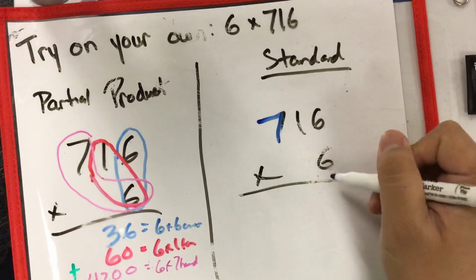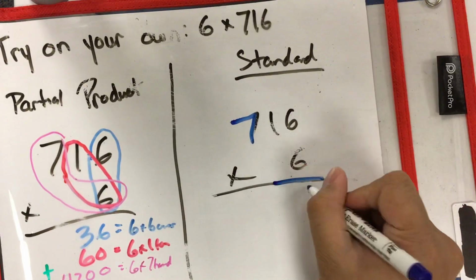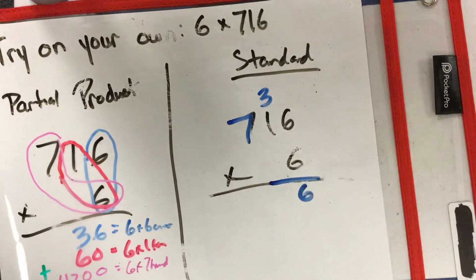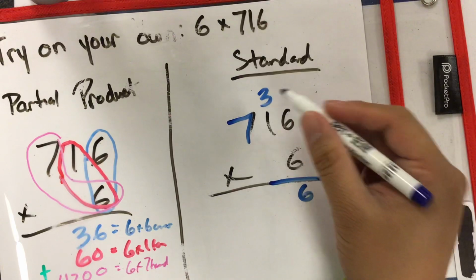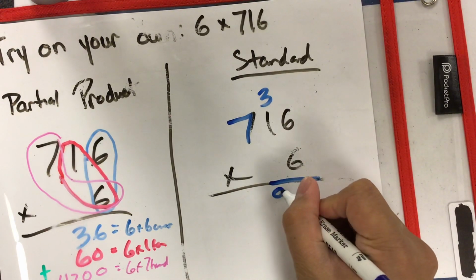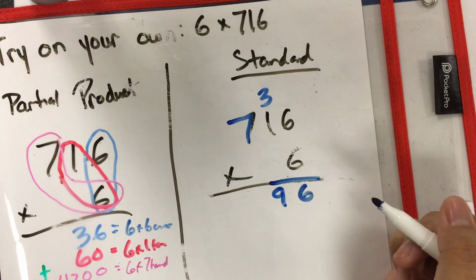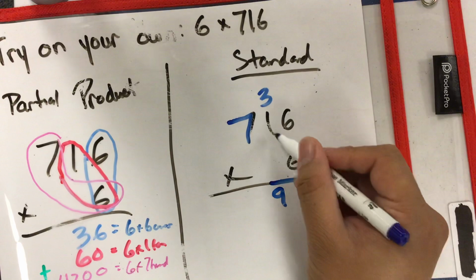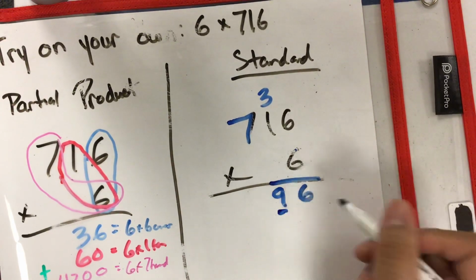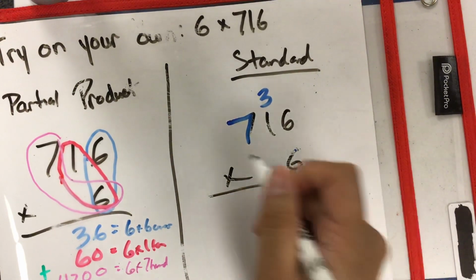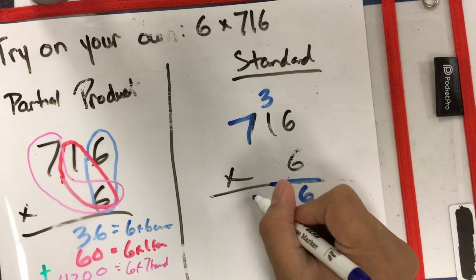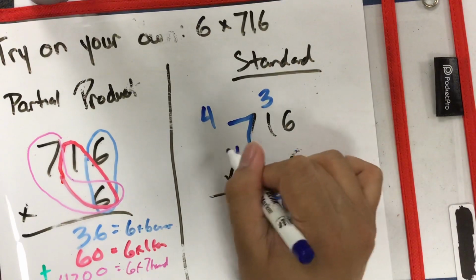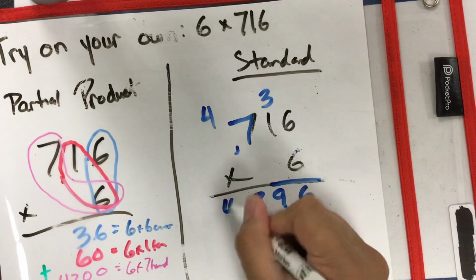So 6 times 6 is 36. I put the 6 down there and I carry my 3. 6 times 1 is 6 plus 3 is 9. So I put our 9 right there. Well, it's actually 6 tens plus 3 tens. It's 9 tens, so that's our 9 tens right there. Okay? And then 6 times 7 is 42. I put my 2 down there. I carry my 4. 6 times no thousands, okay, is 0, so we bring down our 4 thousands.